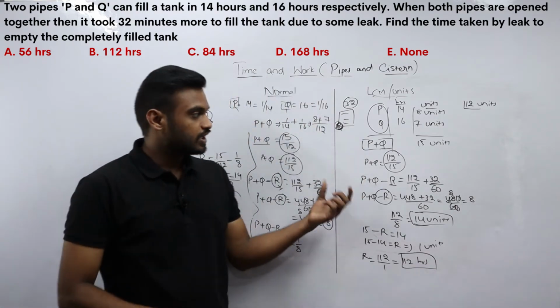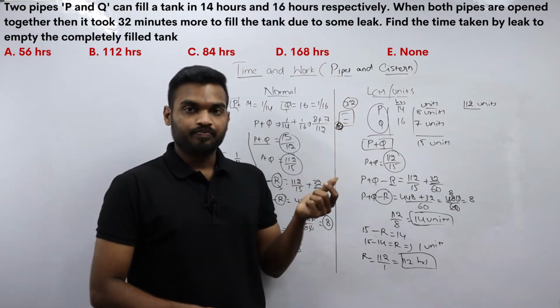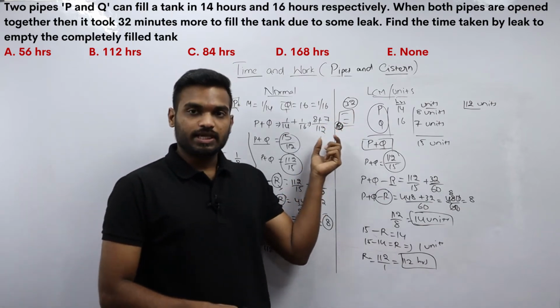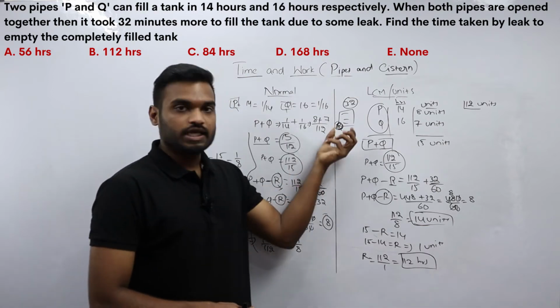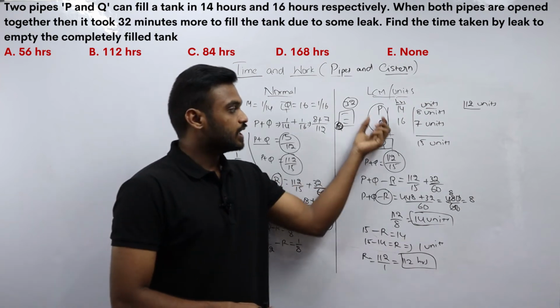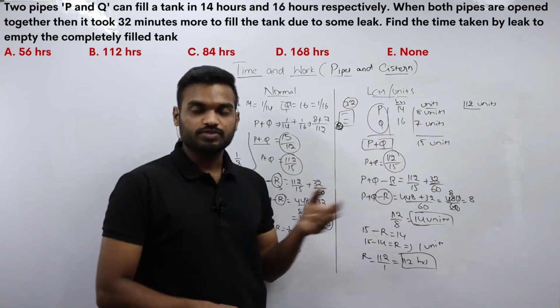Understand this very carefully. Here they have given that due to some leak it is taking more time. So to find out the total time taken for the leak to finish the tank, first of all we need to find out, without the leak, the total time taken for P and Q to finish the work. P and Q are finishing 15 units per hour.